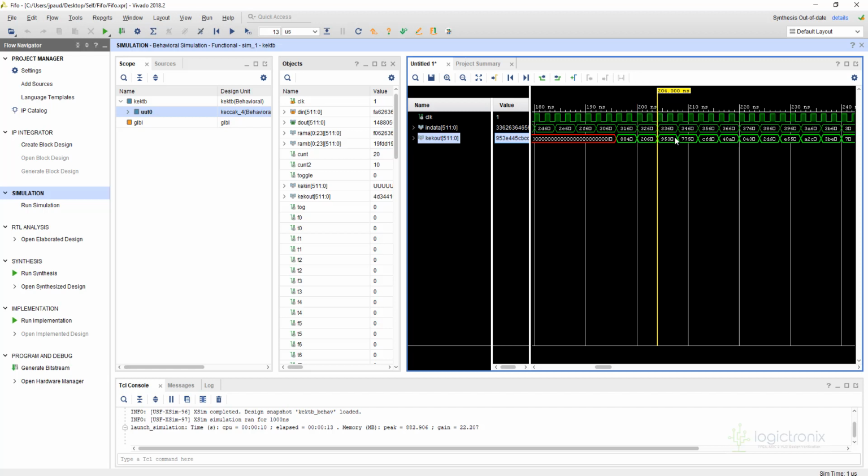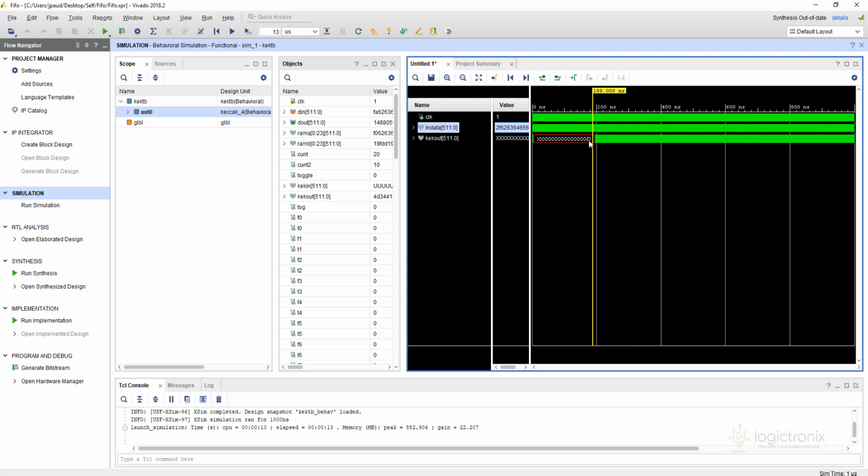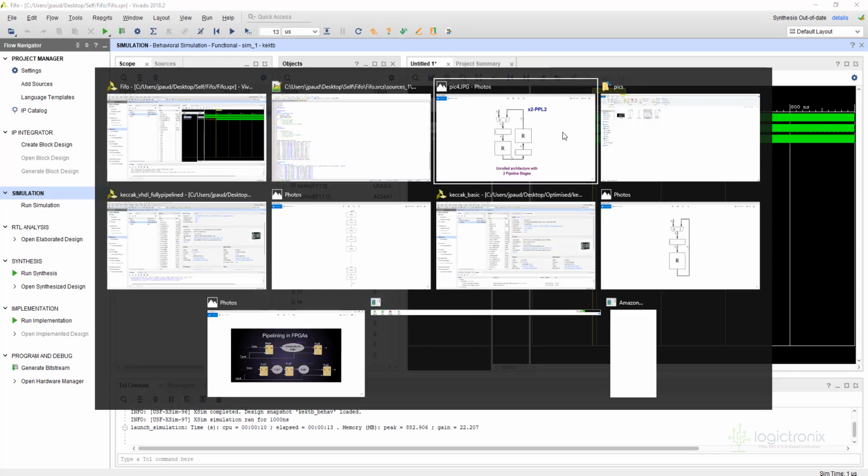In this way we will be able to fit any algorithm in the FPGA with the required area, and we'll be getting the throughput correspondingly. So these are the different ways of implementing the algorithm.